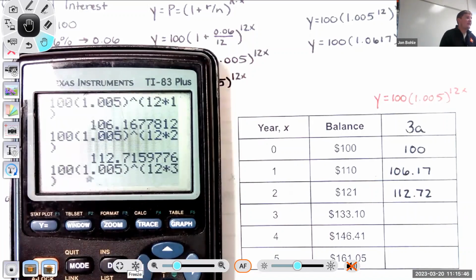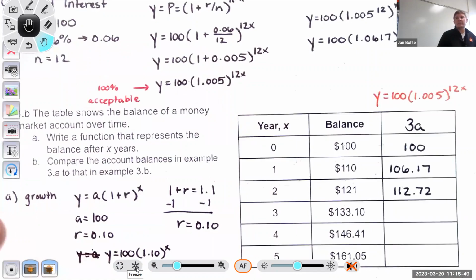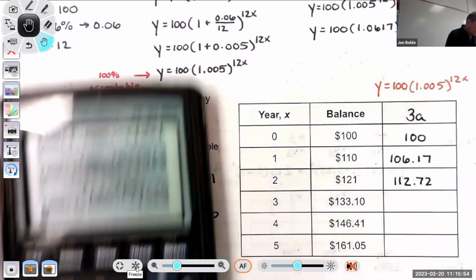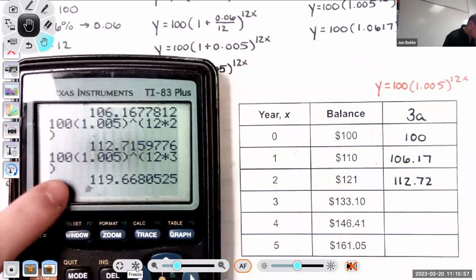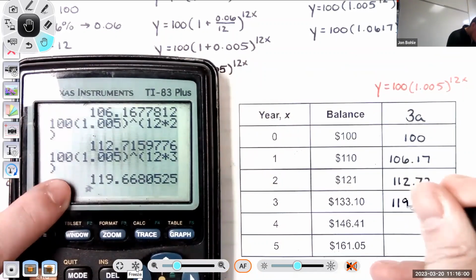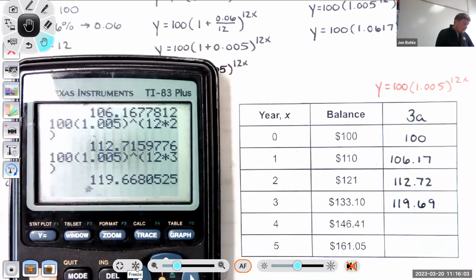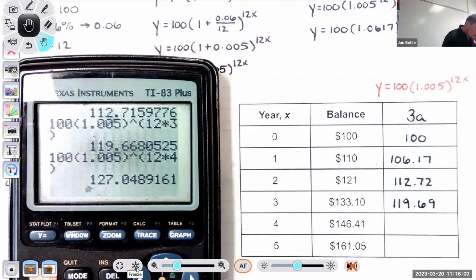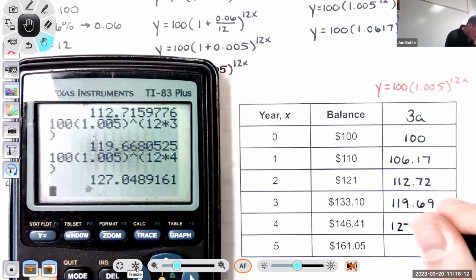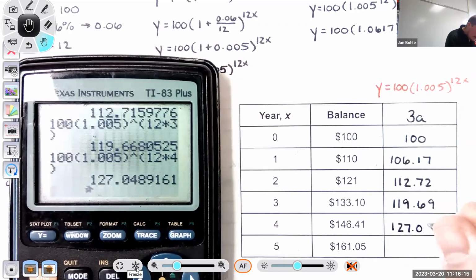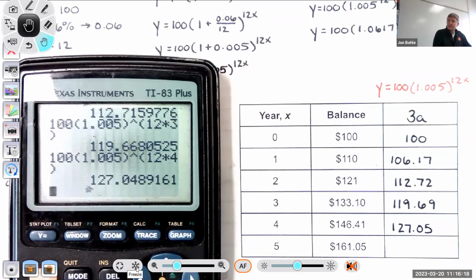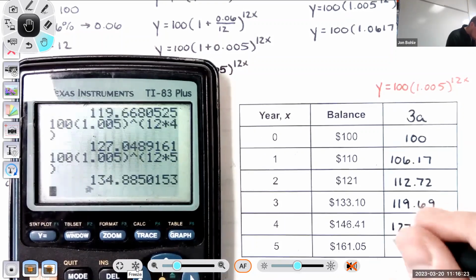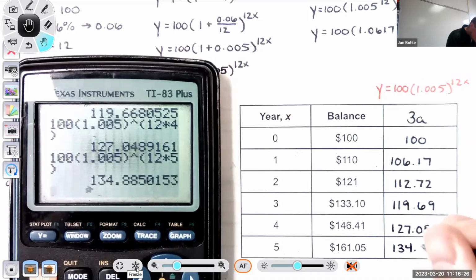How do I type it in again fast? Like out, just out of the way? Okay, yeah. Yep. Okay, after 3 years, 119.69. Second enter. 4 years, 127.04. Or no, 127.05, if I rounded correctly. And after 5 years, 134.89.